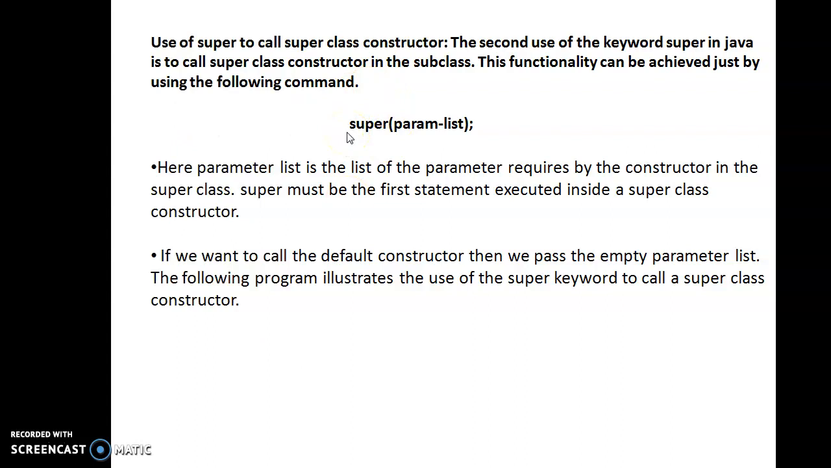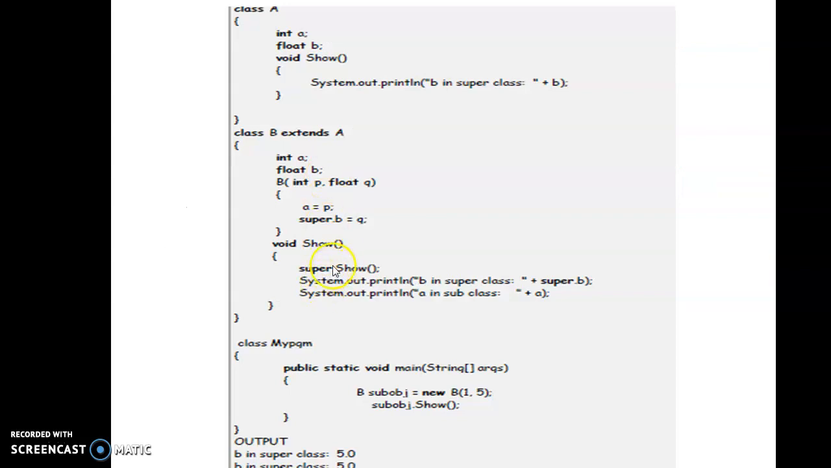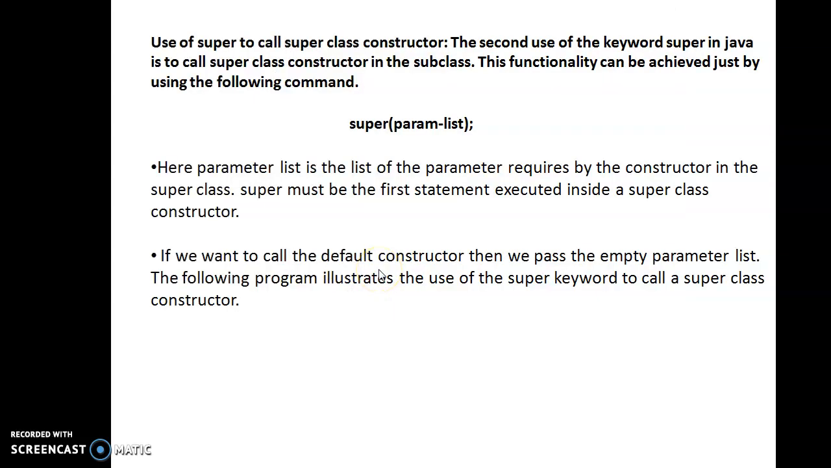The same thing I have explained. Here, super.parameter list. Till now we didn't add any parameters for this super, just super.show. Suppose we had a parameter, how would that be? Here the parameter list is the list of parameters required by the constructor in the superclass. Super must be the first statement executed inside the subclass constructor. If we want to call the default constructor, then we pass the empty parameter list.